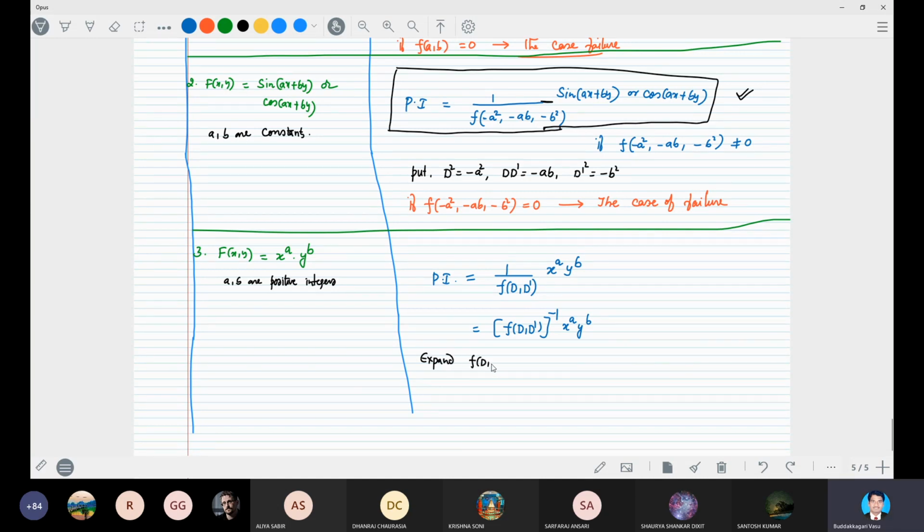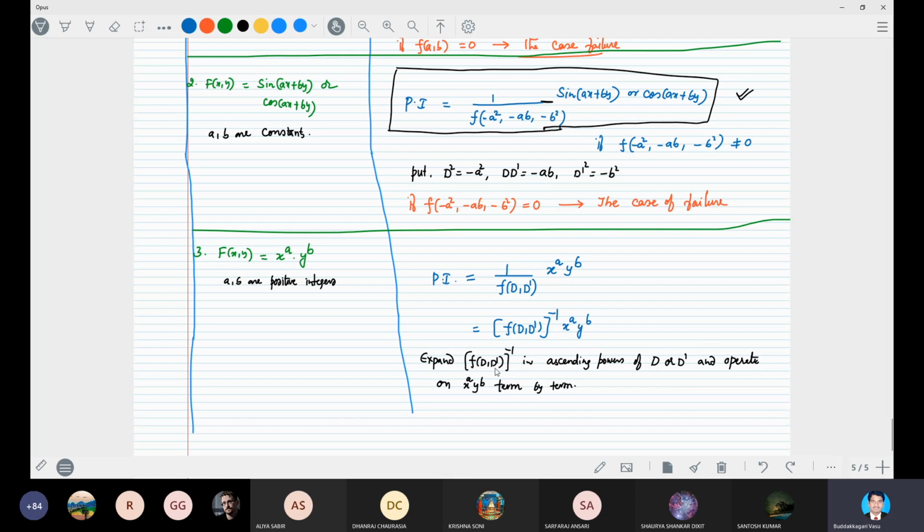Expand f of D, D dash whole power minus 1 in ascending powers of D dash, and operate on x power a into y power b, term by term.